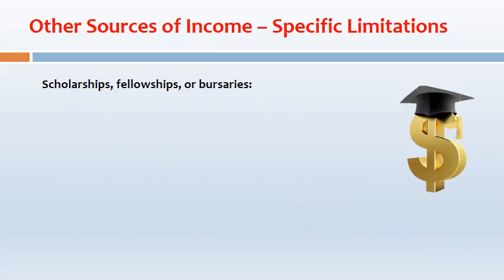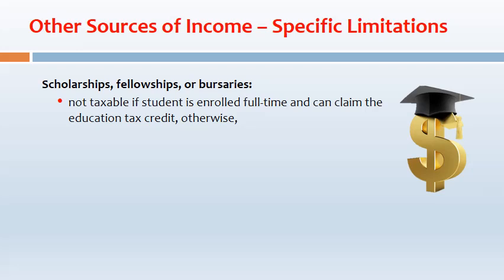In the last slide, I talked about other sources of income, and now I'm going to talk about some specific limitations on some of those sources of income. And the first one is scholarships. So basically, scholarships are technically taxable in the Income Tax Act, except they're not taxable if a student is actually enrolled full-time and is eligible for the education tax credit, in which case the entire scholarship is generally considered to be exempt. Now, if they're not enrolled full-time, only the first $500 is exempt on an annual basis. So any other amount in excess of $500 would be included in income.